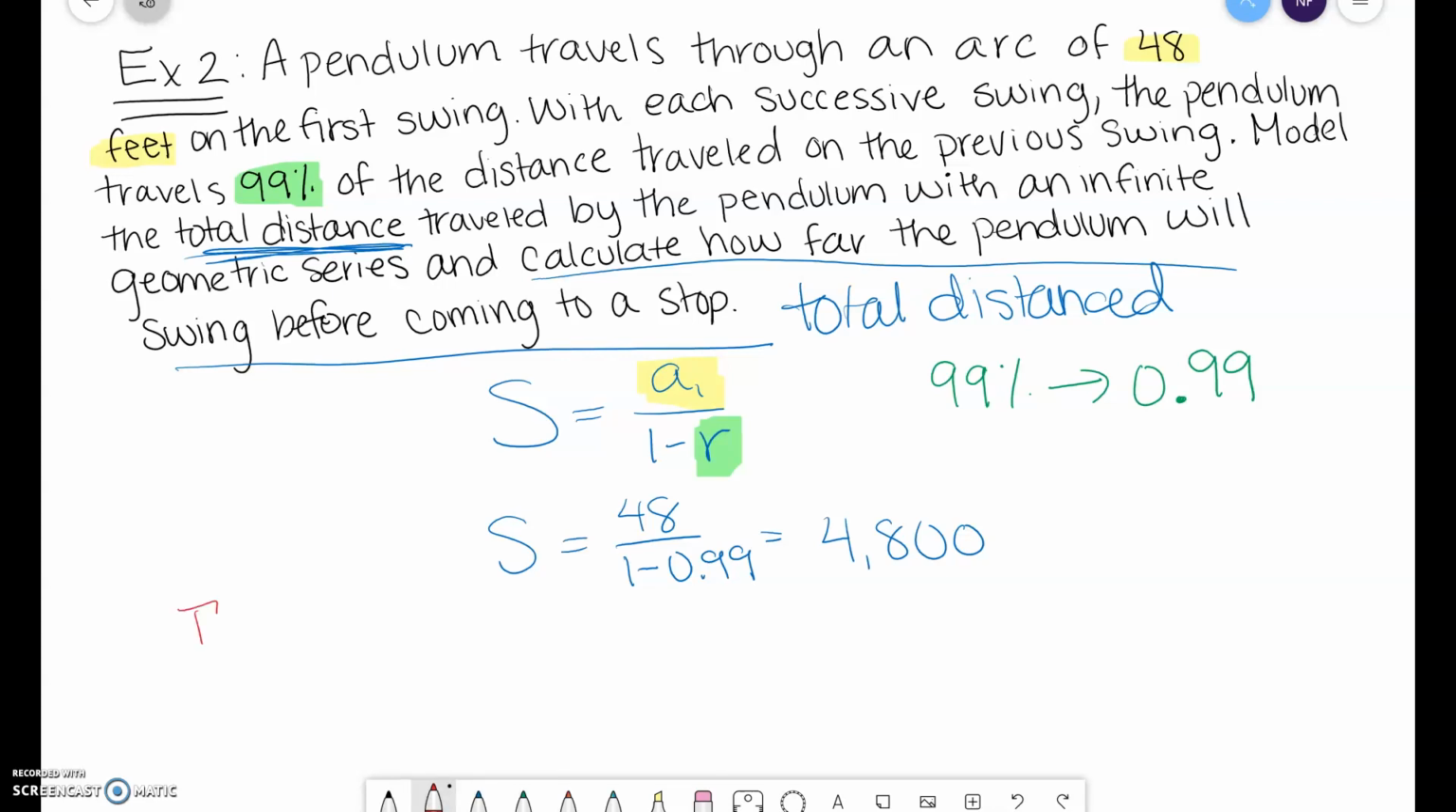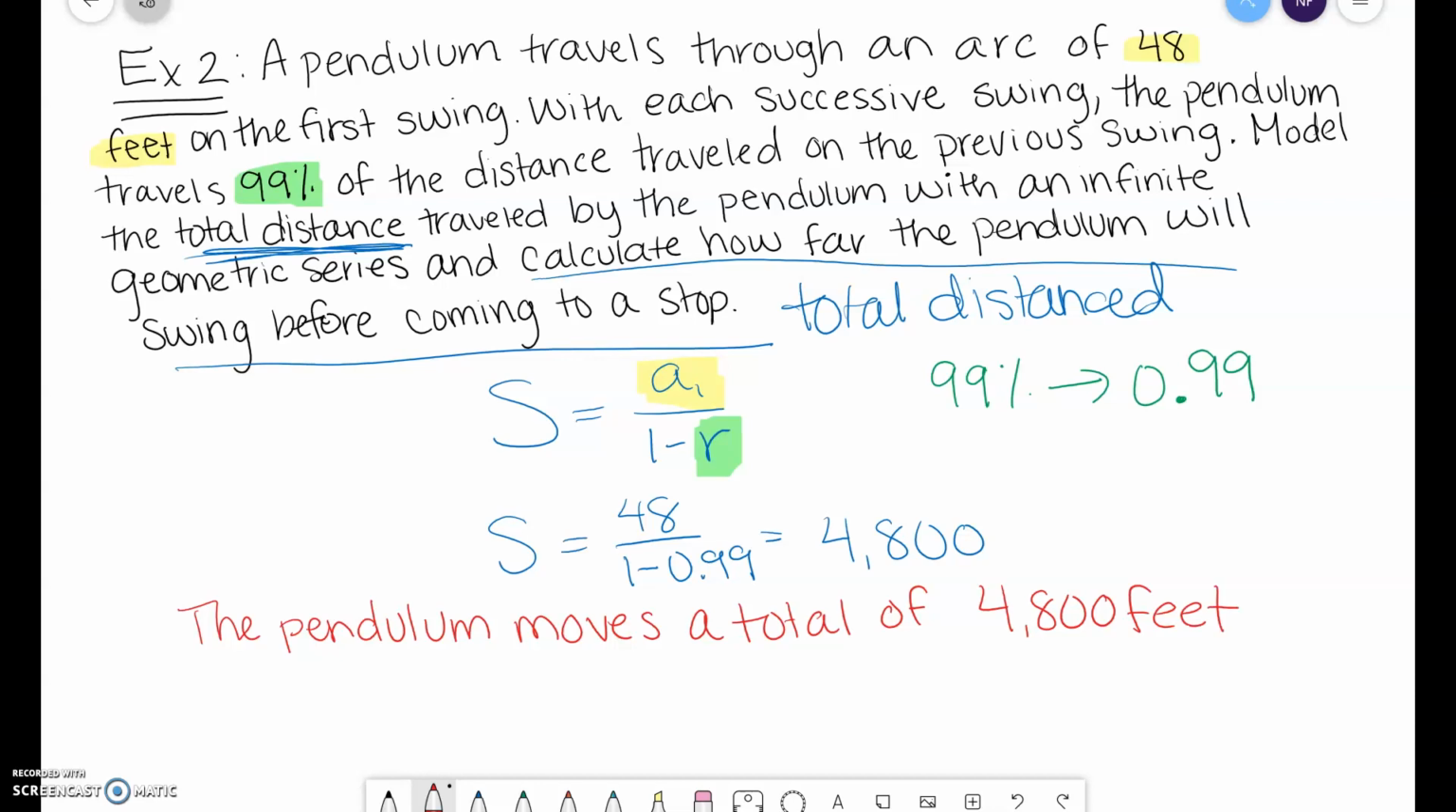So our final answer is the pendulum moves a total of 4,800 feet. Okay, so there's that one.